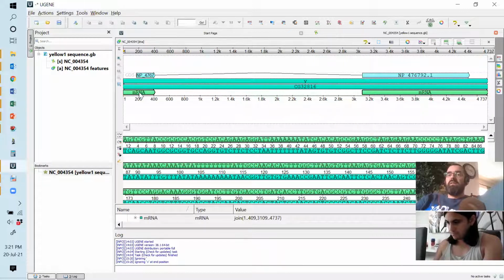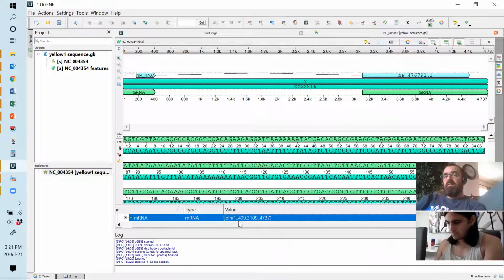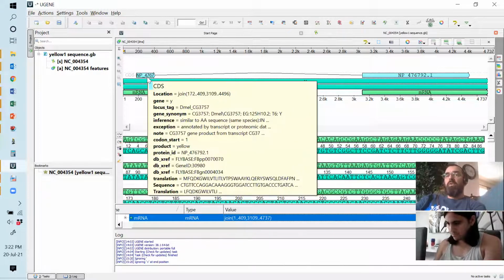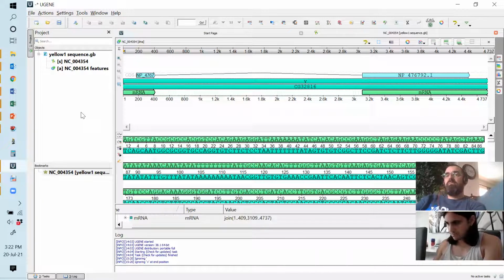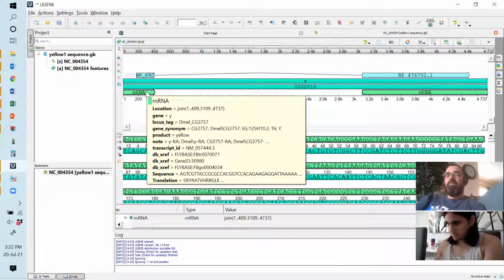Now, when you click on these, it gives you the values. So if you look down here, this is the start and end, the beginning and end of exon 1 and 2. Or you can just hover over. So again, this gives you that same information, just in a different place.